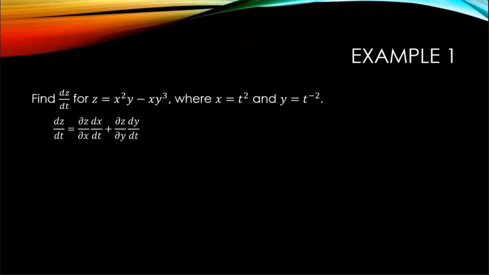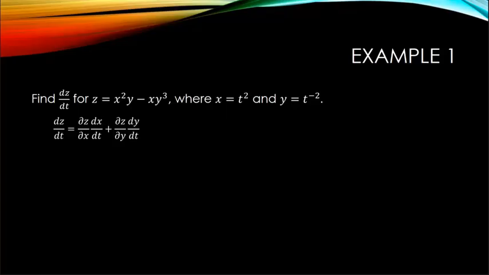So let's work an example. I want to find dz/dt when z is equal to x squared y minus x y cubed, and where x is equal to t squared and y is equal to t raised to the negative 2. Remember that I'm looking for dz/dt equals the partial of z with respect to x times dx/dt, plus the partial of z with respect to y times dy/dt.